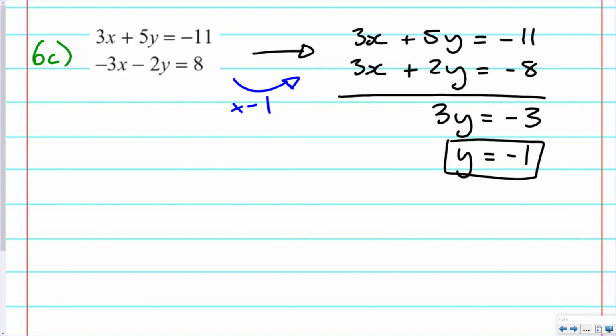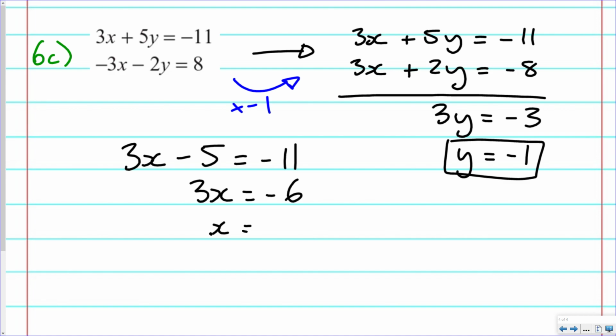Again, just substitute it into any one of these. I'm going to substitute into that top left one. So I have 3x plus 5 times negative 1. 5 times negative 1 is negative 5. And that equals negative 11. And then going from here, I need to get rid of negative 5 first of all. So I get 3x equals negative 6. And then x equals negative 2.